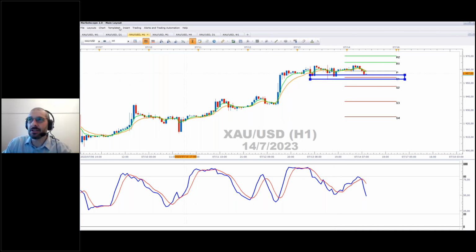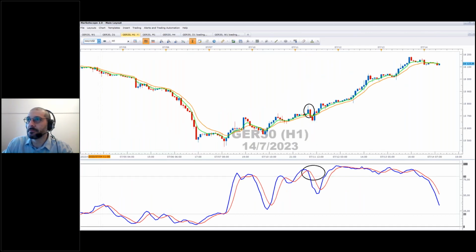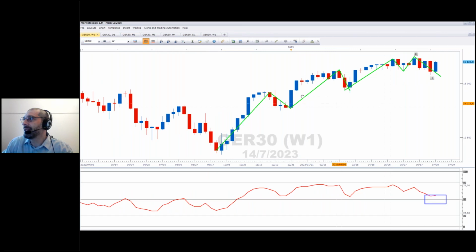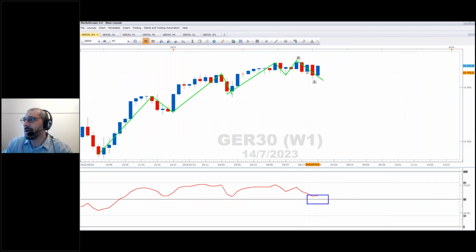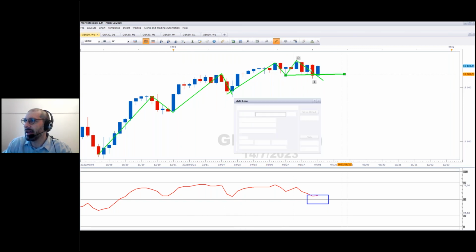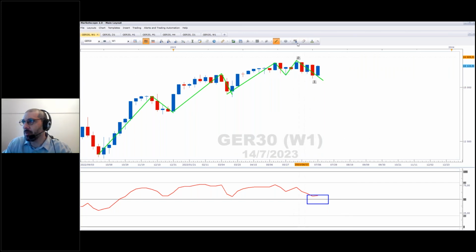Last chart. Let's take a look at DAX. All right, so the DAX for me is a complex chart. So what I've drawn in here is we had a series of higher troughs followed by higher peaks until this point. And then we actually got a lower trough coming in. That's very much like gold in that we don't have enough peaks and troughs to work with.